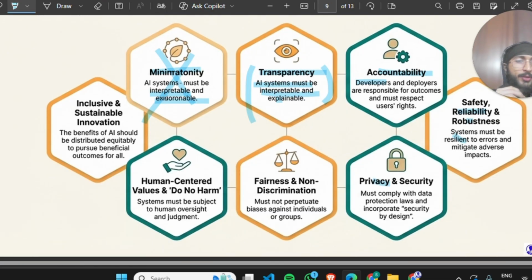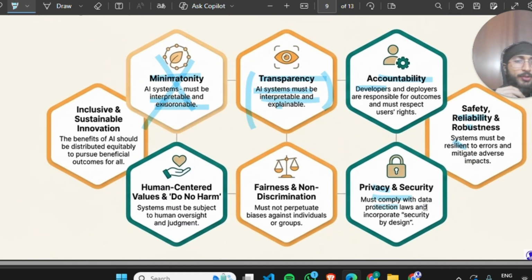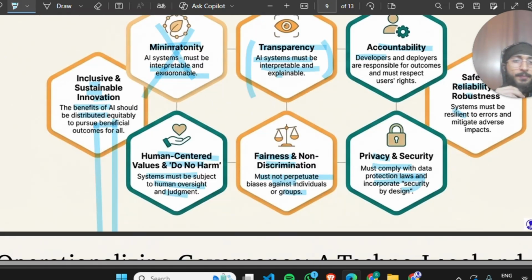Privacy and security: systems must comply with data protection laws and incorporate security by design. Fairness and non-discrimination: they must not perpetuate biases against individuals or groups. Human-centered values and do no harm: systems must be subject to human oversight and judgment. And inclusive, sustainable innovation: benefits of AI should be distributed equitably to pursue beneficial outcomes for all.